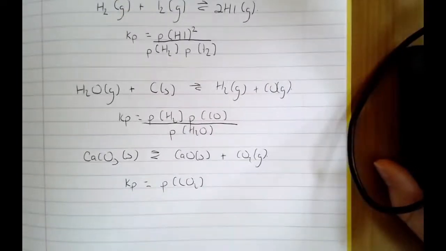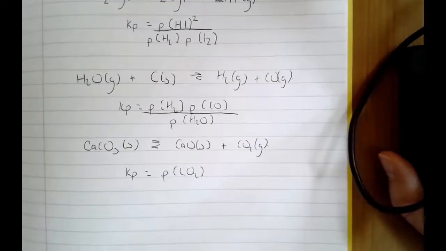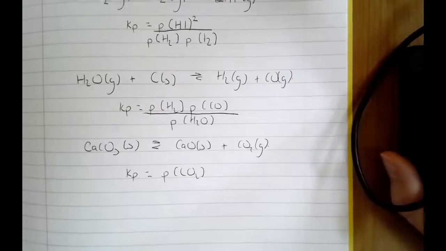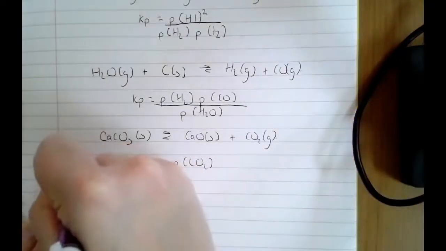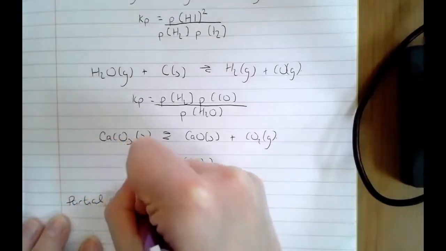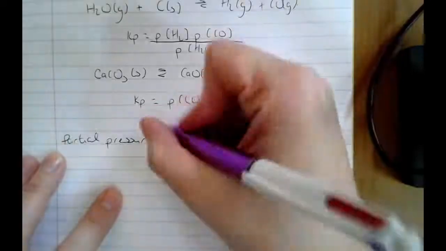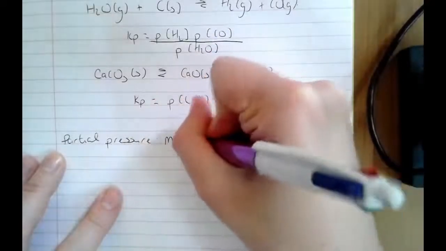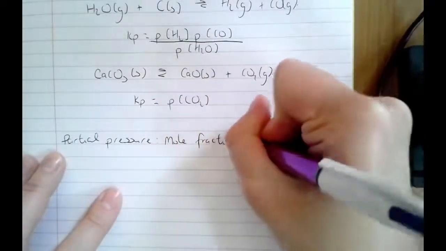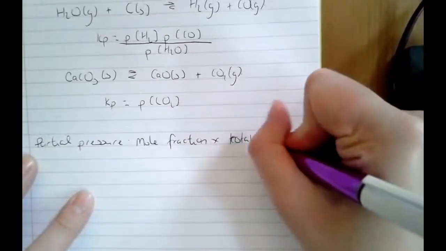Once you've written your expression for Kp, you'll often be asked to solve for Kp. So when we had Kc, you needed to work out concentrations at equilibrium. When you've got Kp, again, the P stands for partial pressure, you'll have to work out partial pressure. And partial pressure is quite straightforward to work out. Partial pressure is just mole fraction, and I'll show you what mole fraction is in a second. It's mole fraction times the total pressure.